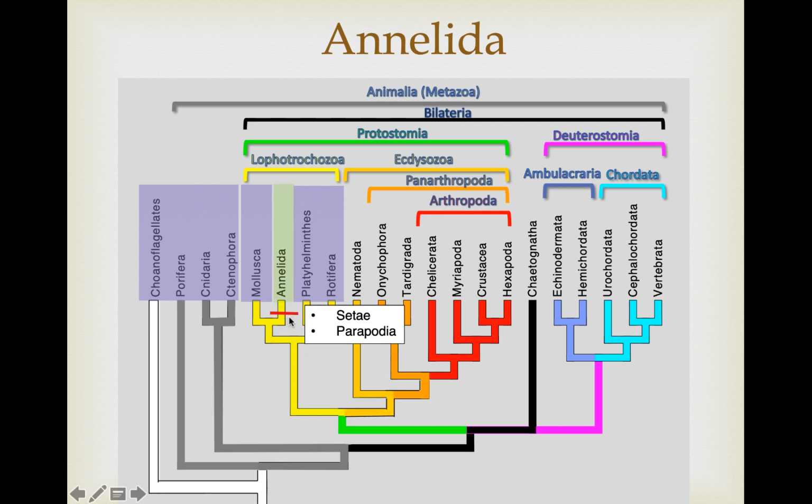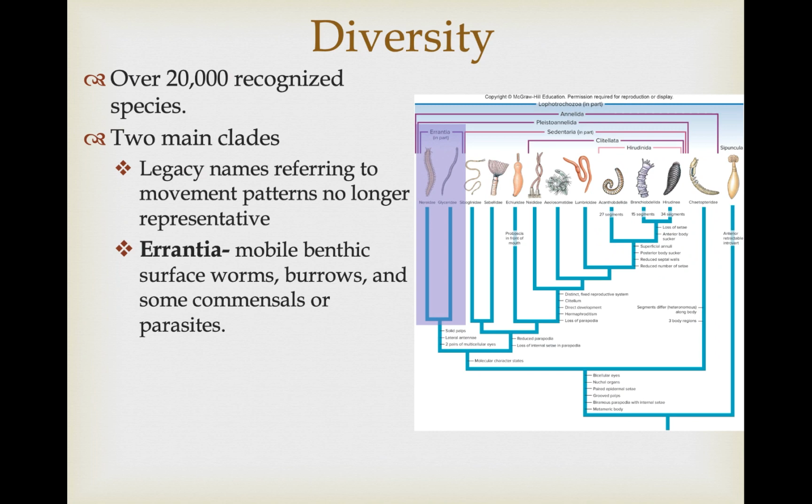Now the annelids, two of the synapomorphies that they have that are very important, and we'll talk about their functions, are setae and parapodia. As I mentioned, it's a very diverse group, over 20,000 recognized species. There are two main clades, and their names sort of refer to characteristics of them, but they're kind of legacy names because of reorganization or a better understanding of the phylogenetic relationships.